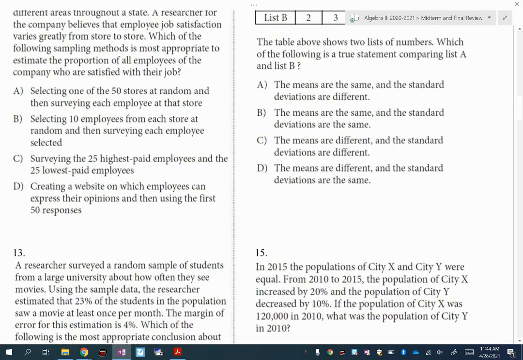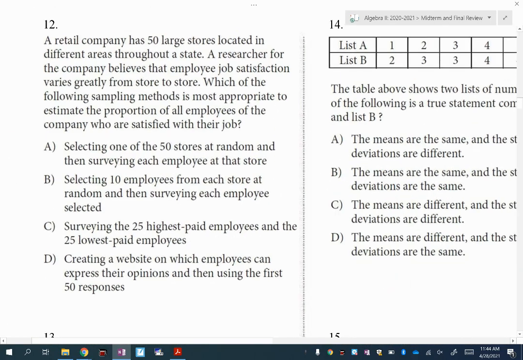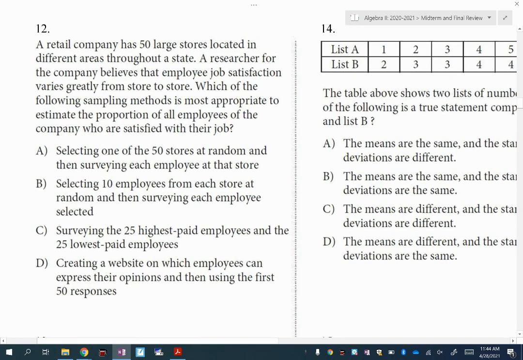Okay. Number 12. All right, we have a researcher who believes that the employee job satisfaction varies greatly from their 50 stores throughout a state. Which of the following methods is most appropriate to estimate the proportion of all employees of the company who are satisfied with their job? So here's the thing, guys. If it says that the researcher thinks that employee job satisfaction varies greatly from store to store, you really need to do your best to try to get as much representation from every store.